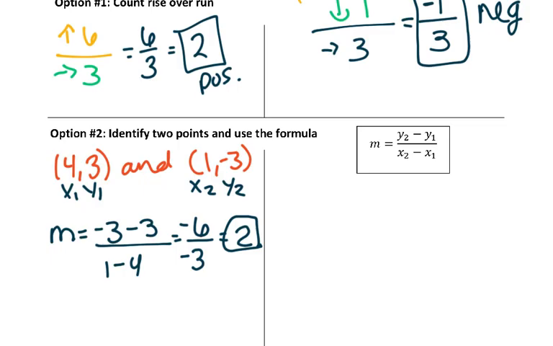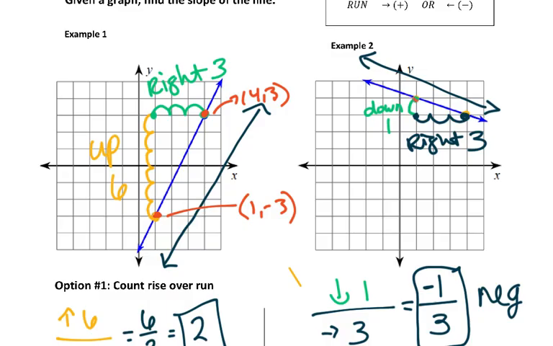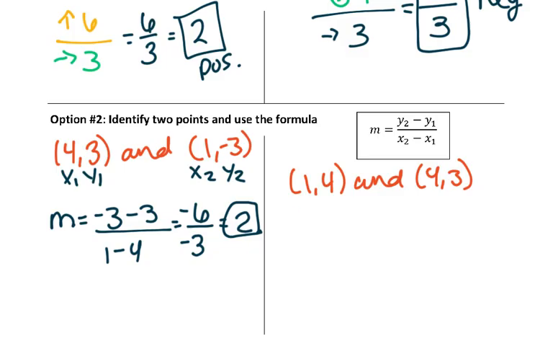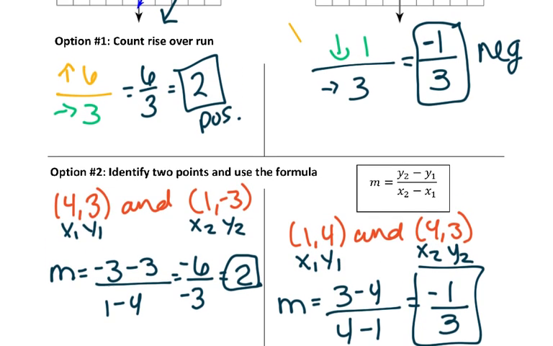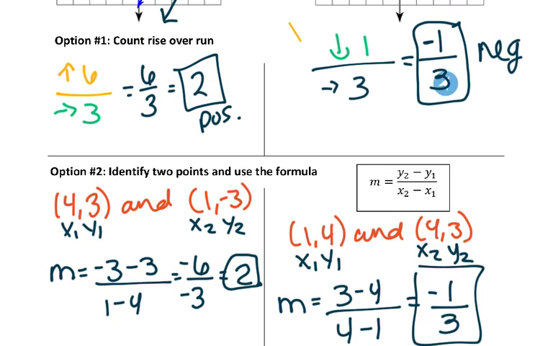Let's do the second one so I can show you a second time that it works. These points up here, this point is 1, 4, and then this point would be 4, 3. So if we label this x1, y1, x2, y2, we would have m equals 3 minus 4 over 4 minus 3. You get negative 1 over positive 3. That's it. Notice, same thing, negative 1/3, negative 1/3.